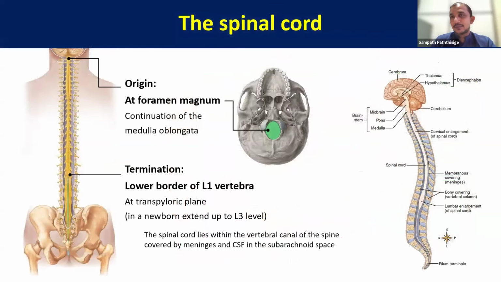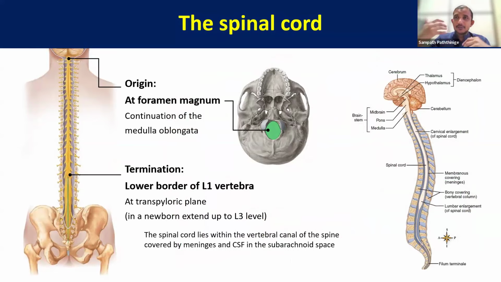So we'll move into the main topic, the spinal cord first, right? So basically, the spinal cord is a continuation of the medulla, beginning at the foramen magnum and ending in an adult at the L1 vertebral level, that is the transpyloric plane, right? But in a newborn, it will be extending up to the L3 level, right?